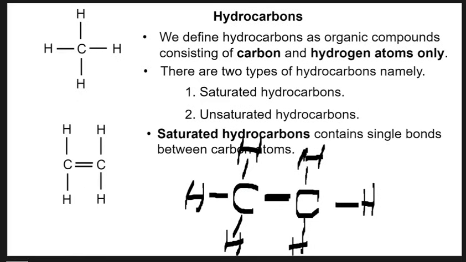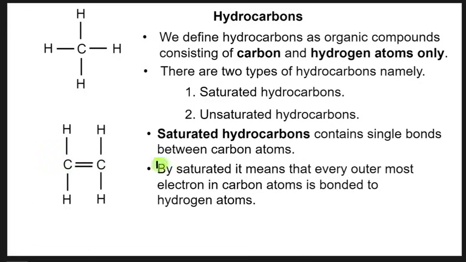All right, so like this one is a saturated hydrocarbon, but this one is not because it contains a double bond between two carbon atoms. All right, by saturated, it means that every outermost electron in the carbon atoms is bonded to hydrogen atoms. So in here, like here, this one is a saturated hydrocarbon.